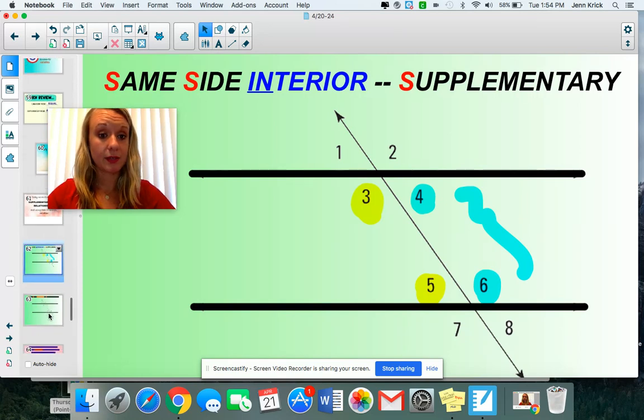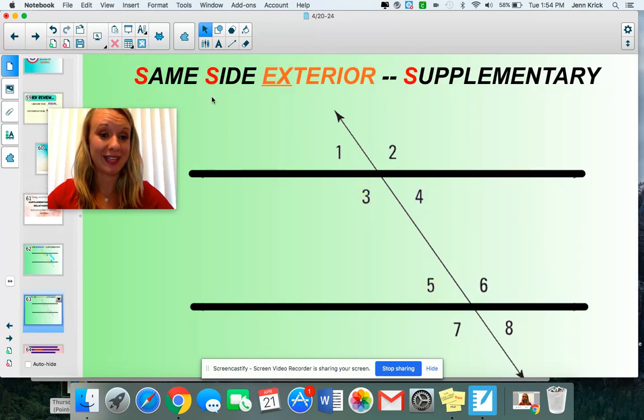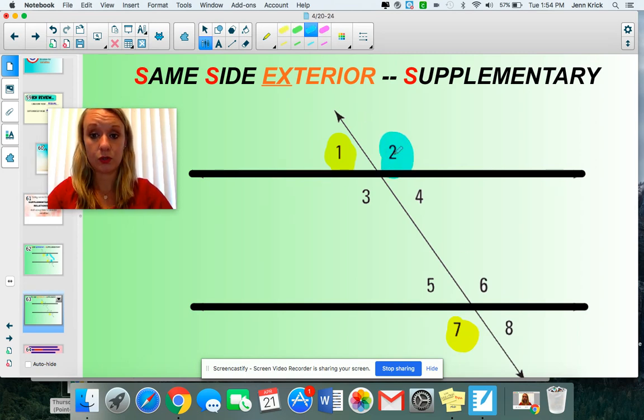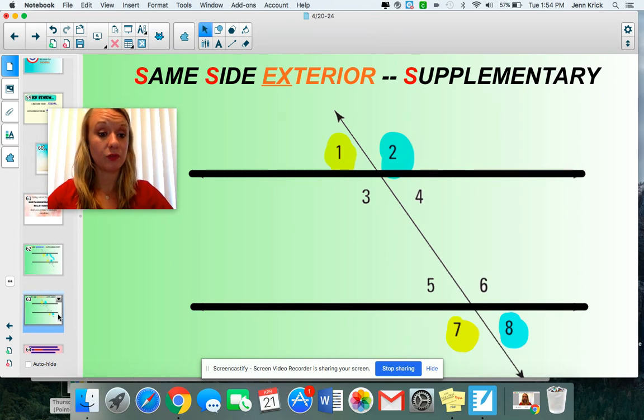The other supplementary angle relationship is almost the exact same thing, but it's same side exterior. We're looking for angles on the same side of the transversal, but now outside of the parallel lines. If I'm starting with angle number 1, whatever is on the same side on the outside of the parallel lines will be angle 7. So angles 1 and 7 add up to 180 degrees. Similarly, for angle 2, the same side exterior angle is over here. These also add up to 180 degrees. That should be reviewed from yesterday.